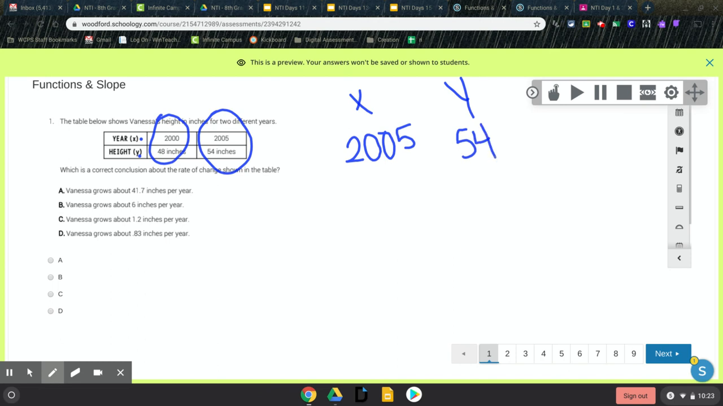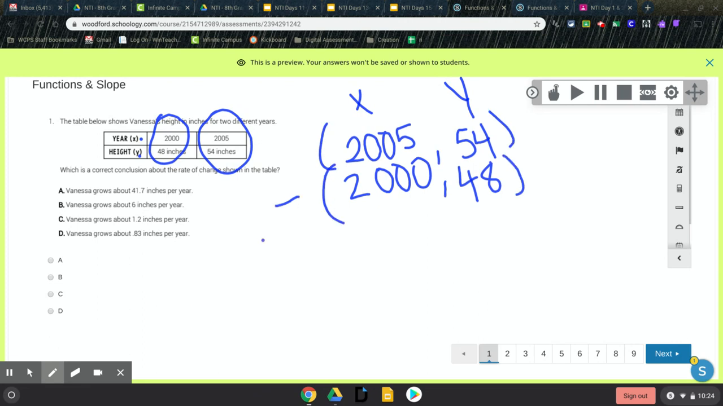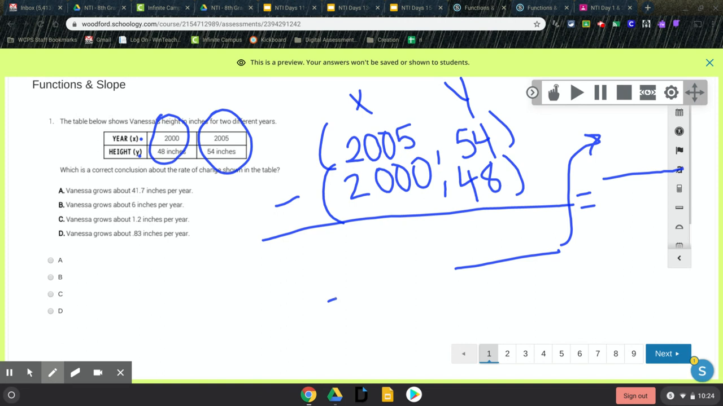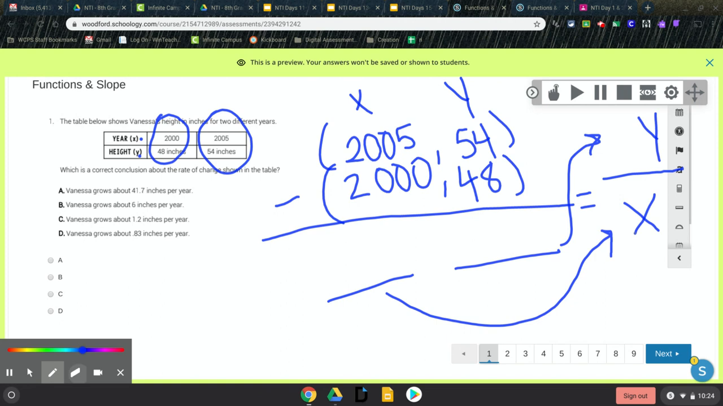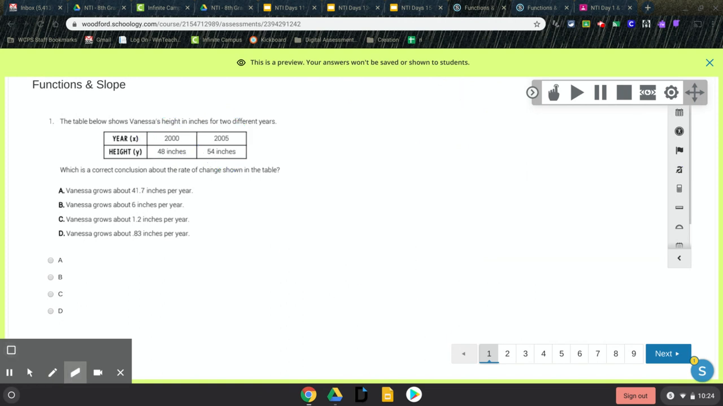I'm putting the biggest one on top because it makes my math easier. Stack and subtract. Remember, this one will go on top. And this one will go on the bottom because it'll be your y over your x.